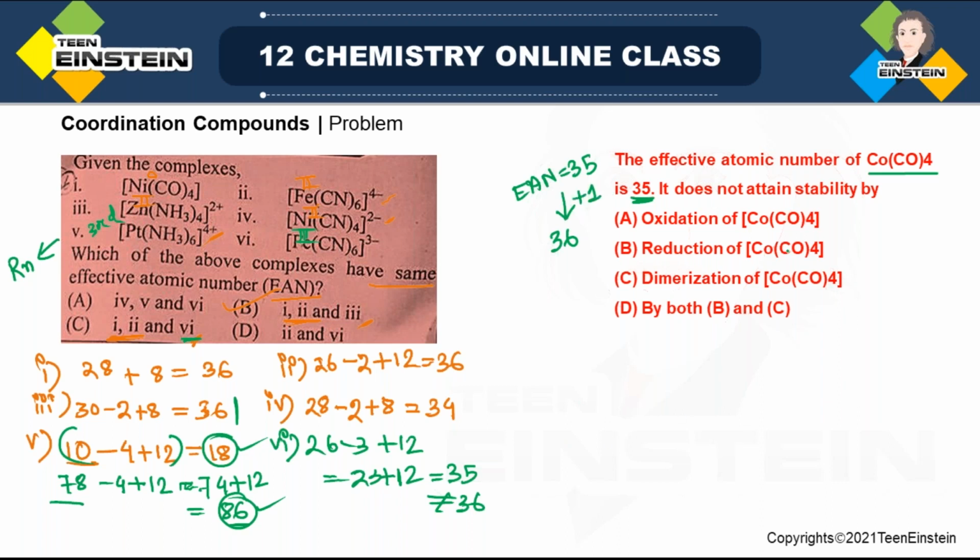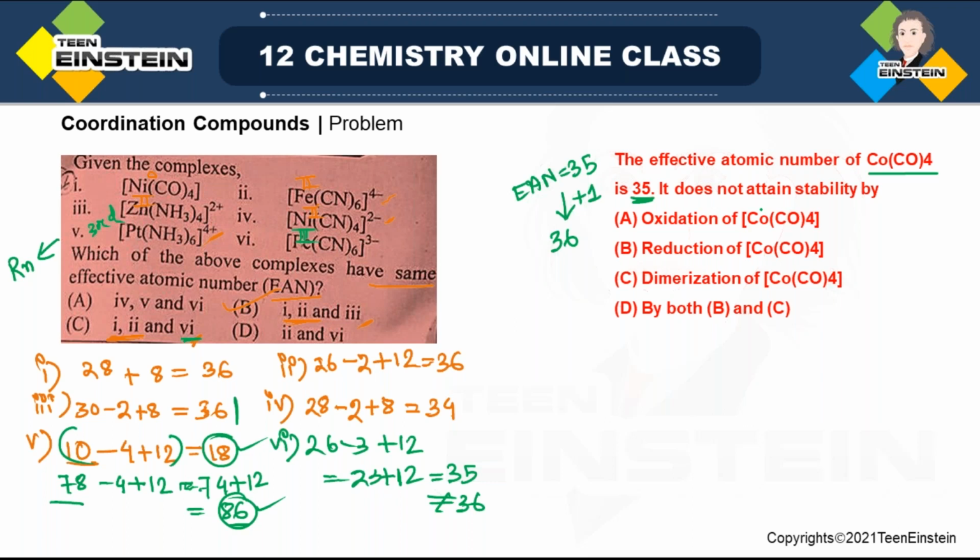Now the first option is saying oxidation of this complex. Oxidation of this complex means what? It will lose an electron. But if it is so, then it is not equal to 36. So this cannot be correct.